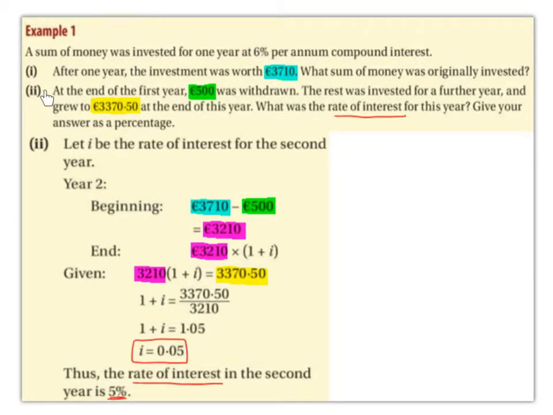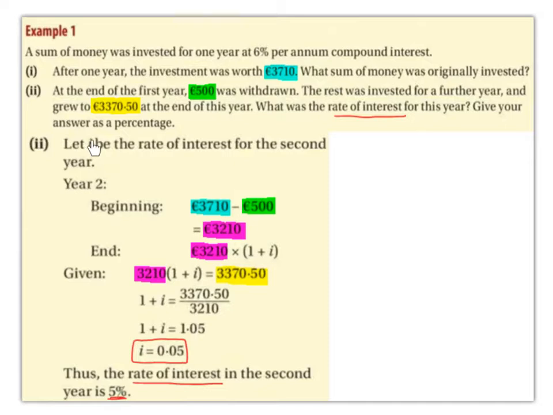Part 2. At the end of the first year, €500 was withdrawn. The rest was invested for a further year and grew to €3,370.50 at the end of this year. What was the rate of interest for this year? And give your answer as a percentage.